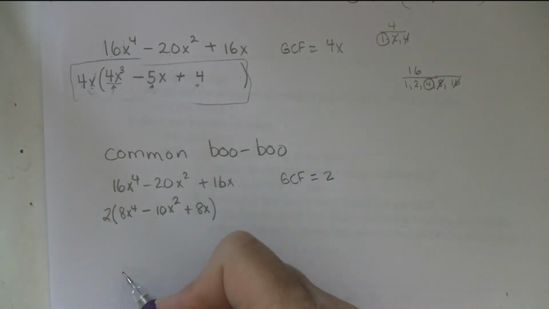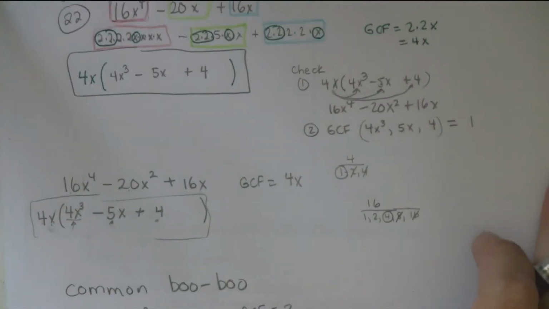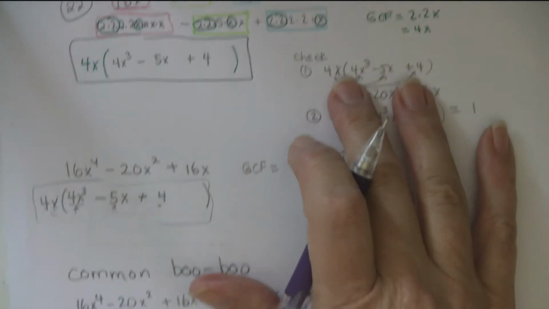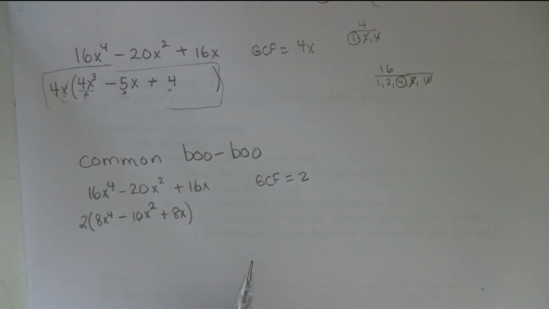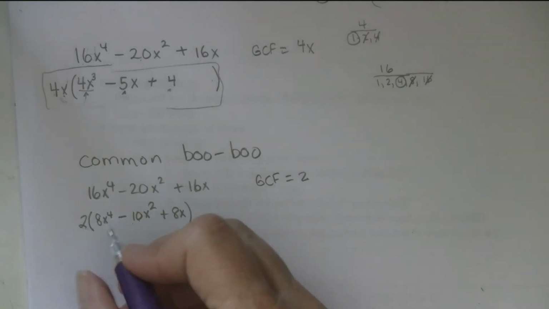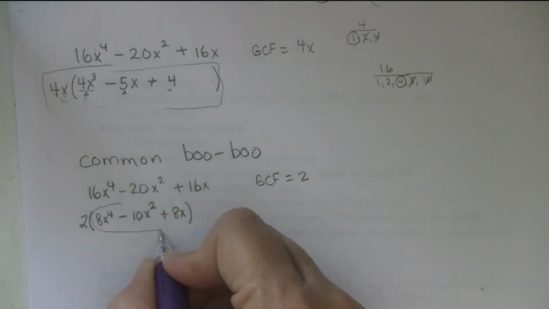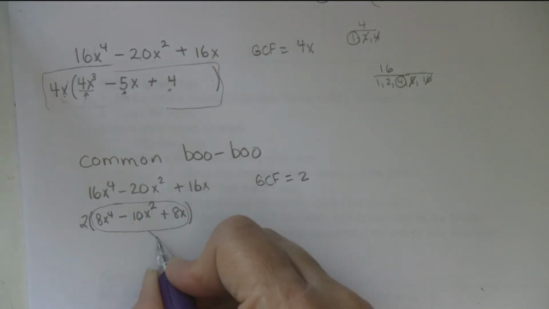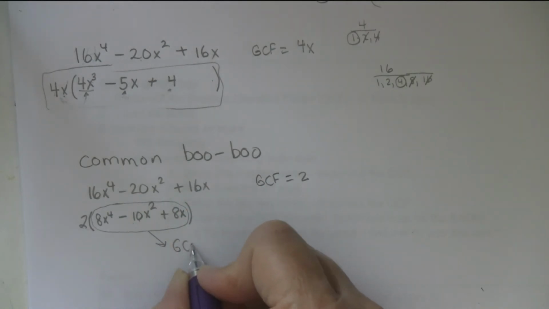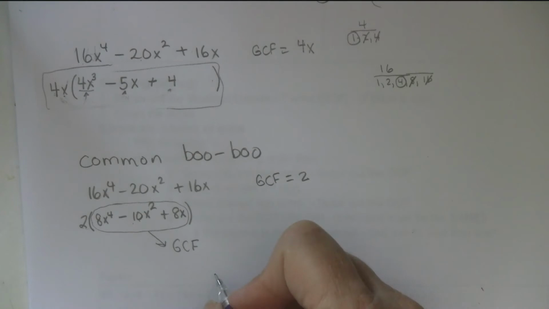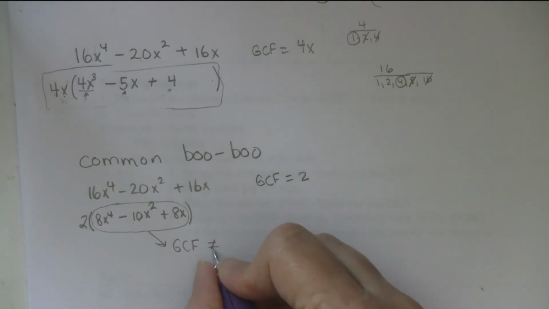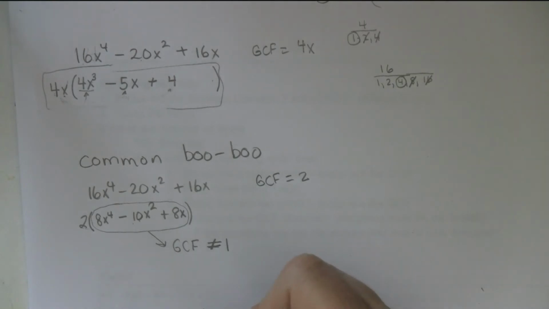And they'll say, this is the answer. And they'll tell me, I checked it. I multiplied it back together, and it gave me what I started with. And it certainly does, when you multiply it back together, give you what you started with. But the problem is right here. The greatest common factor between those right there is not 1. It's not 1. And that's the problem. That's why this is not the right answer.